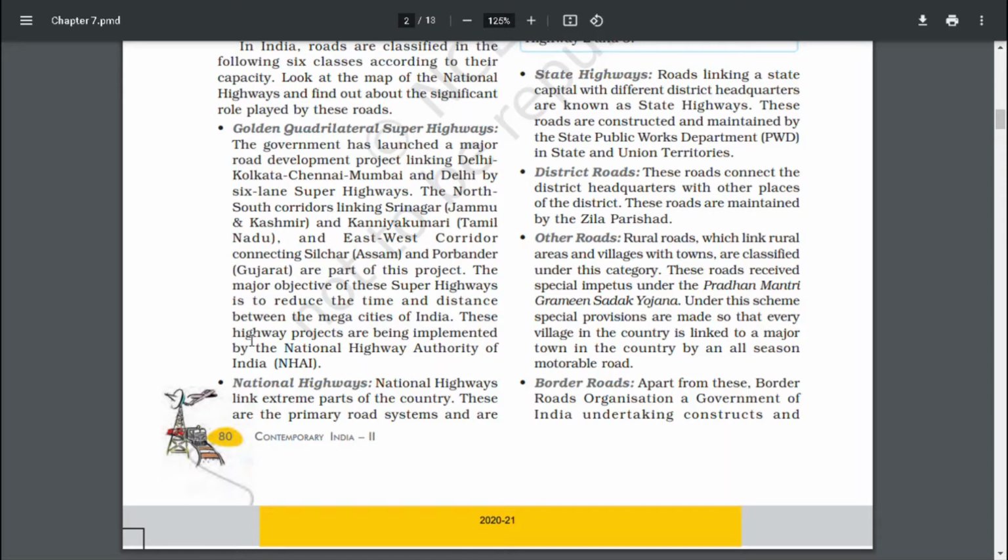Other roads. Rural roads, which link rural areas and villages with towns, are classified under this category. These roads received special impetus under the Pradhan Mantri Gramin Sadak Yojana. Under this scheme, special provisions are made so that every village in the country is linked to a major town in the country by an all-season motorable road.